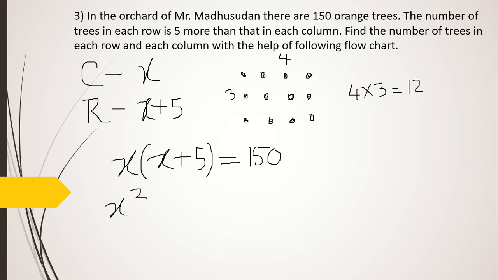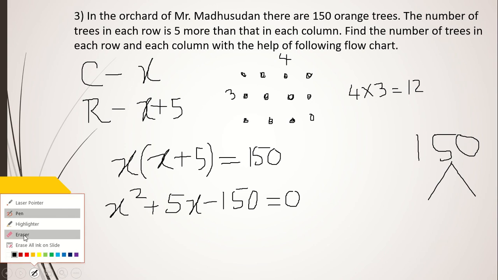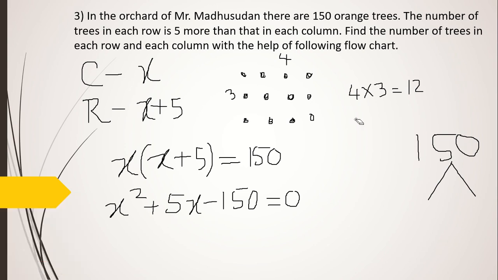x square plus 5x, and bring this 150 to this side. That will become minus 150 is equal to 0. Now factorize this 150 in such a way that after subtracting, see, the last term sign is negative, so after subtracting we have to find the factors. After subtracting we should get plus 5.